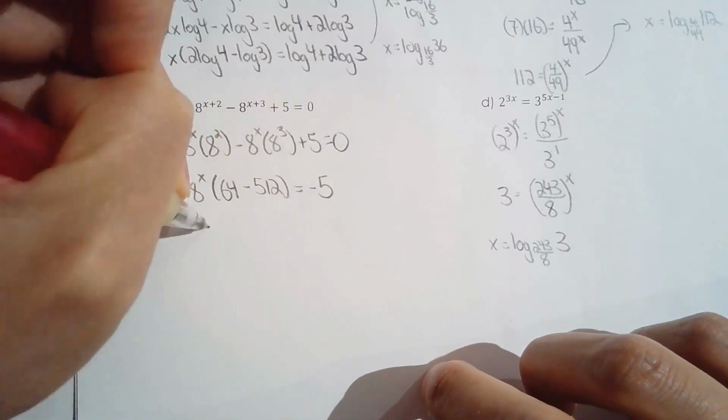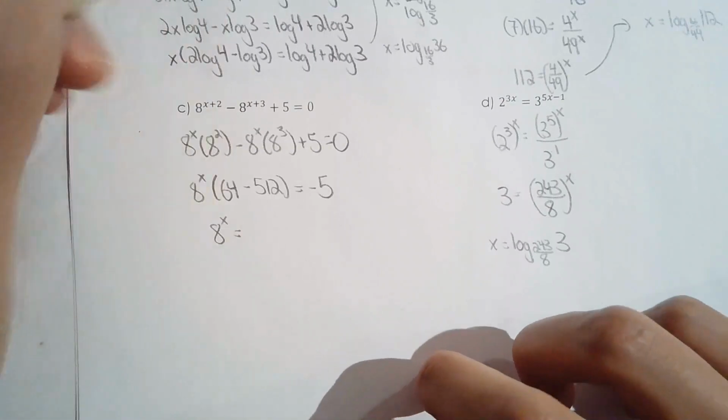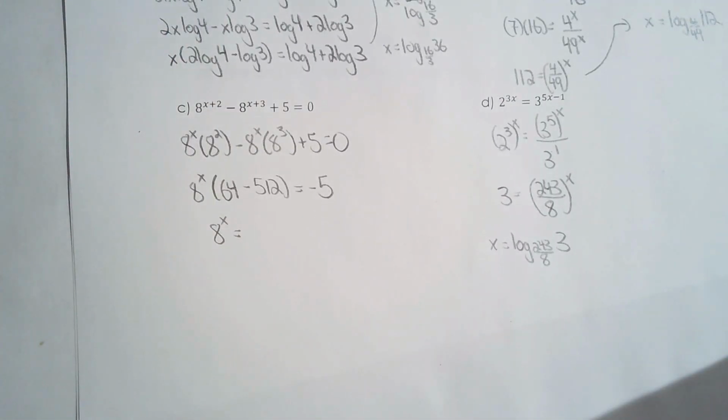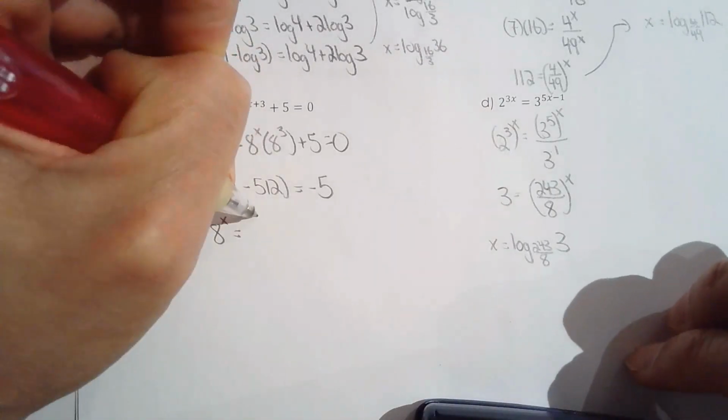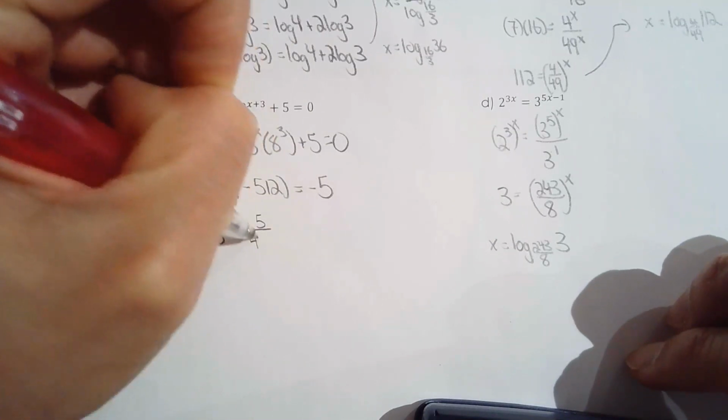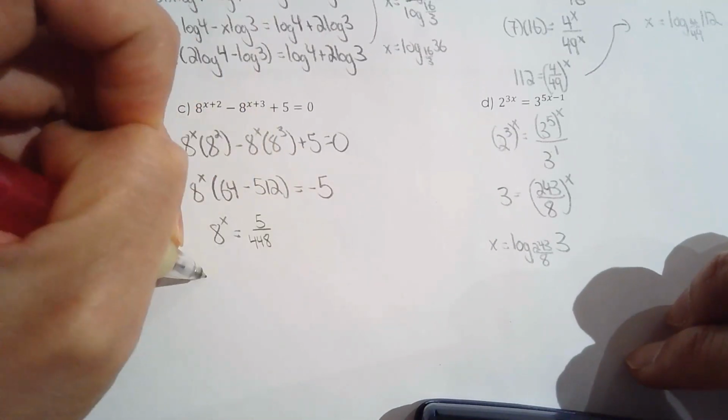So then we're going to do 64 minus 512. And we're going to take -5 and divide by that. Just let me use my calculator to double check my calculation. Okay, so it's going to be 5 over 448. Logarithmic form, done.